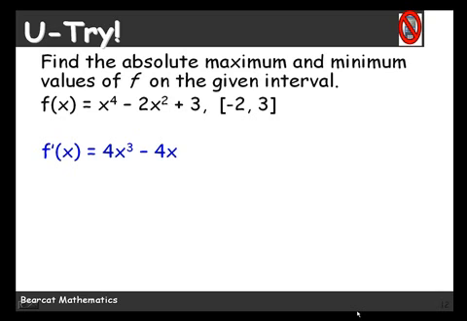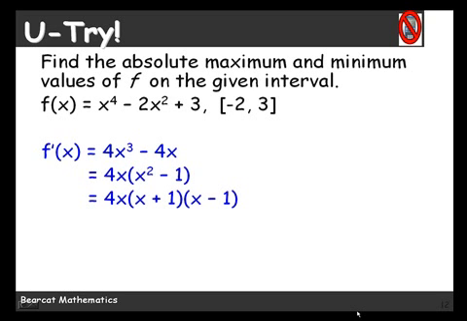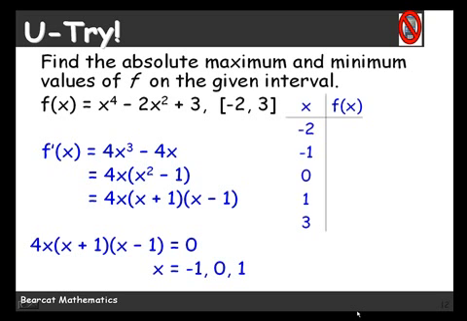Let's go ahead and see if we can figure out when this derivative equals 0. If we factor out a 4x, we have 4x times the quantity x squared minus 1. If we factor the difference of squares, we get 4x times the quantity x plus 1 times the quantity x minus 1. By inspection, we see that this thing equals 0 at 0, negative 1, and 1, which are all on the interval from negative 2 to 3. So we have 5 critical points to check. We have the endpoints negative 2 and 3, and we have the zeros negative 1, 0, and 1.